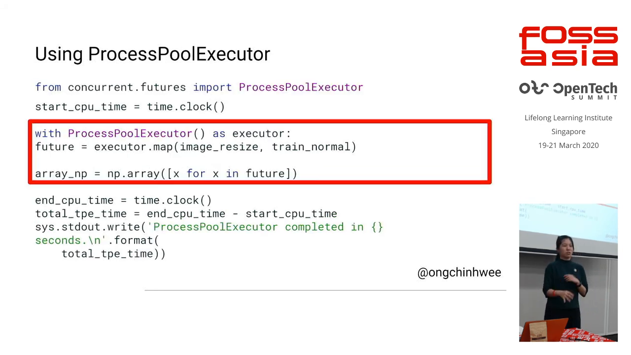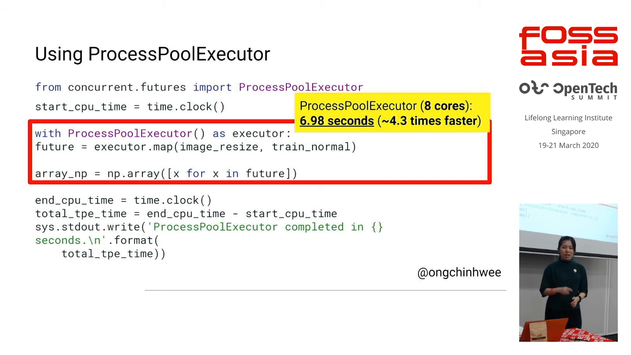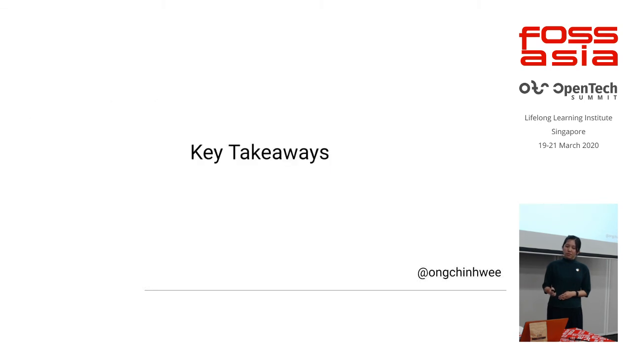But if I use ProcessPoolExecutor and the map function, and I'm using an 8-core machine, I can process more than 1,000 images in just less than 7 seconds. That is effectively a 4.3 times speedup. So now you can see how concurrent futures can speed up your data processing.